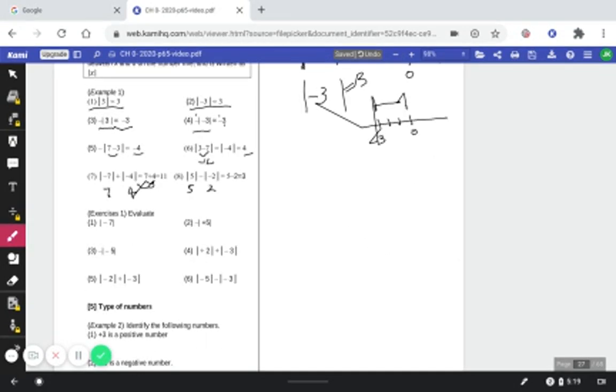Now here are some exercises. Everybody, pause the video and do the exercises, and check your answer with the answer key at the bottom of the workbook. Okay.